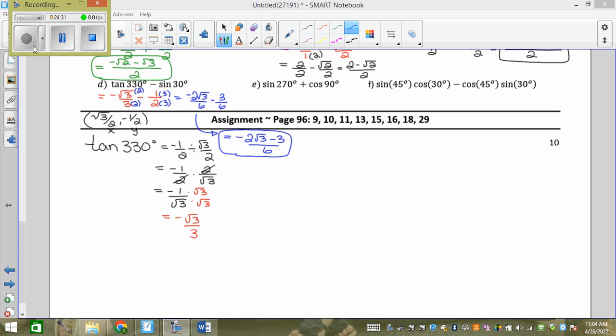Sine 270, so I go to 270 and y is negative 1. Cos at 90 is 0, so you should have got negative 1. Sine 45 is root 2 over 2. Cos of 30 is root 3 over 2. Minus cos of 45 is root 2 over 2. Sine of 30 is a half. And so we get root 6 over 4 minus root 2 over 4. And you can write it all over 4, and it's root 6 minus root 2.